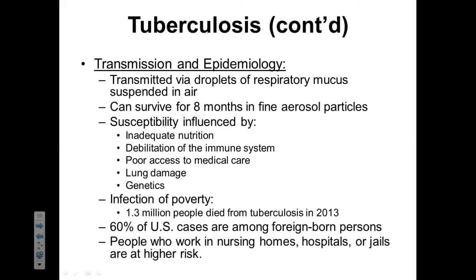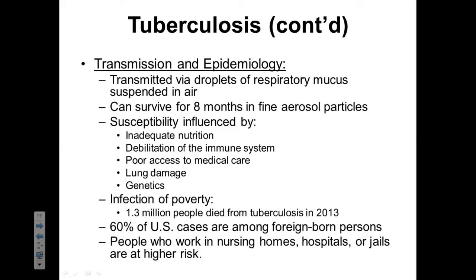We can influence our susceptibility for tuberculosis, though. If we have inadequate nutrition, if we have a debilitated or immunocompromised condition, if we have poor access to health care, lung damage, or genetic predisposition, we may be more likely to contract an infection and a disease state. Tuberculosis, generally speaking, is going to be known as a disease of poverty. In the year 2013, 1.3 million people died from tuberculosis alone.